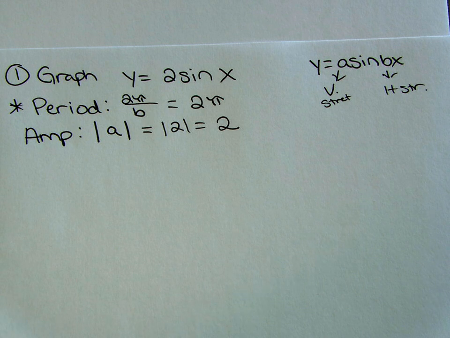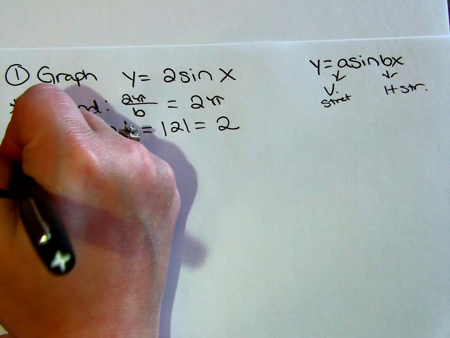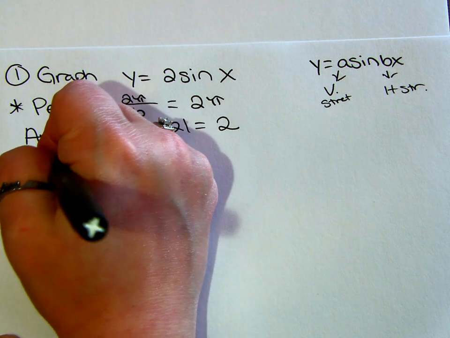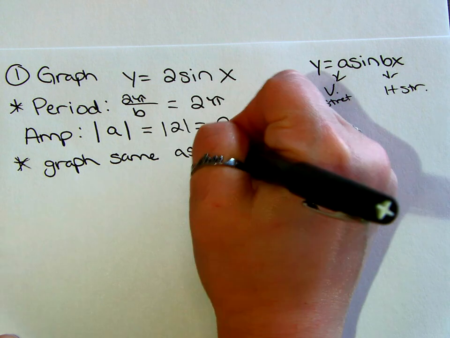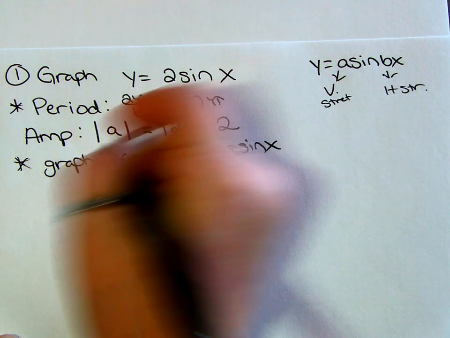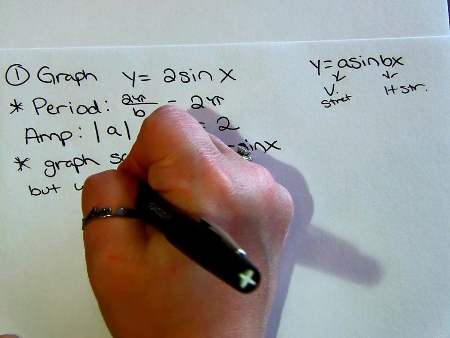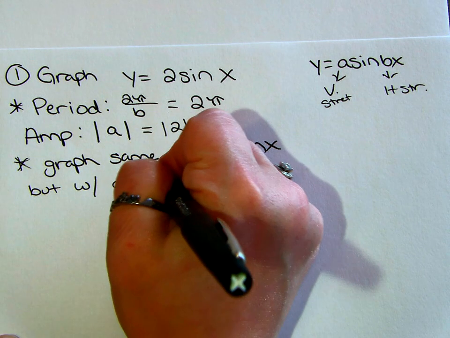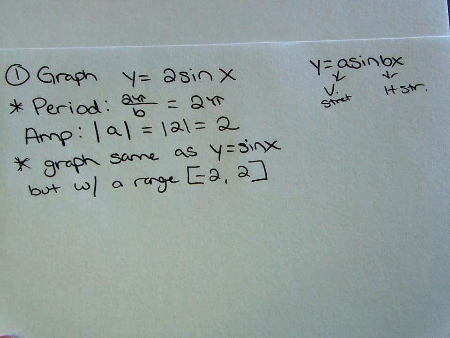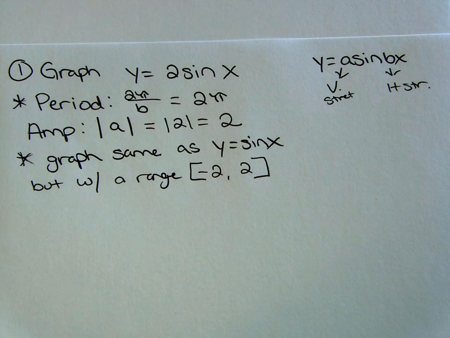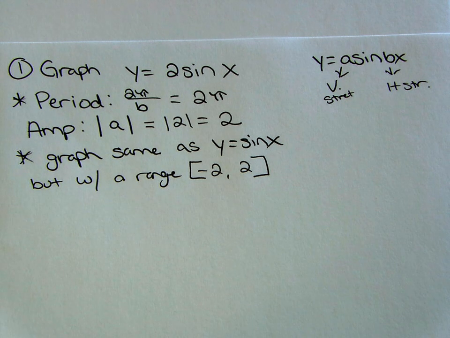I made a note that our graph, you don't have to write this, but if you want to, is the same as y equals sine x, but with a range of -2 to 2, because that's what our amplitude does. It affects our range. I'm not expecting you to know the graph right off the top of your head, but if you know what the basic graph of the sine function looks like, then all you have to do is stretch the y values as you move through this.